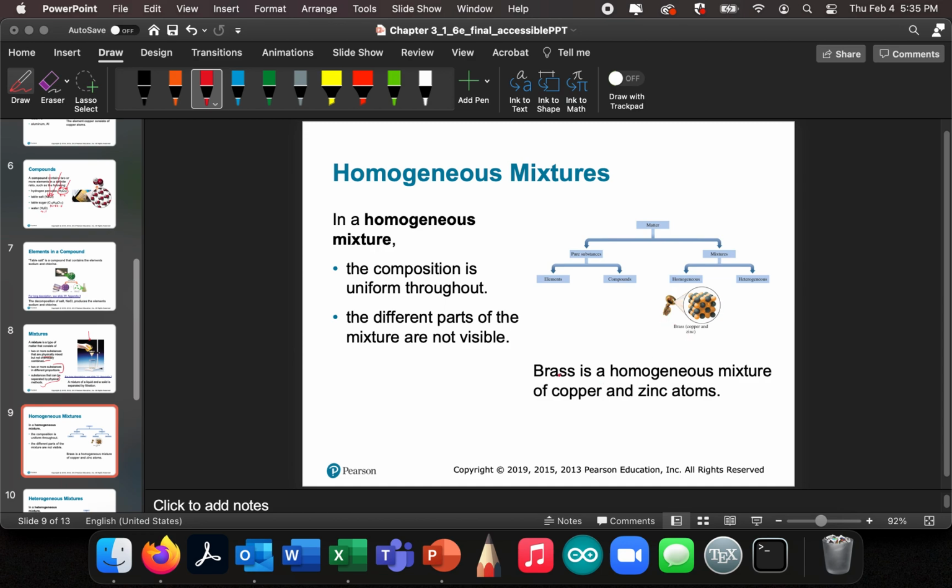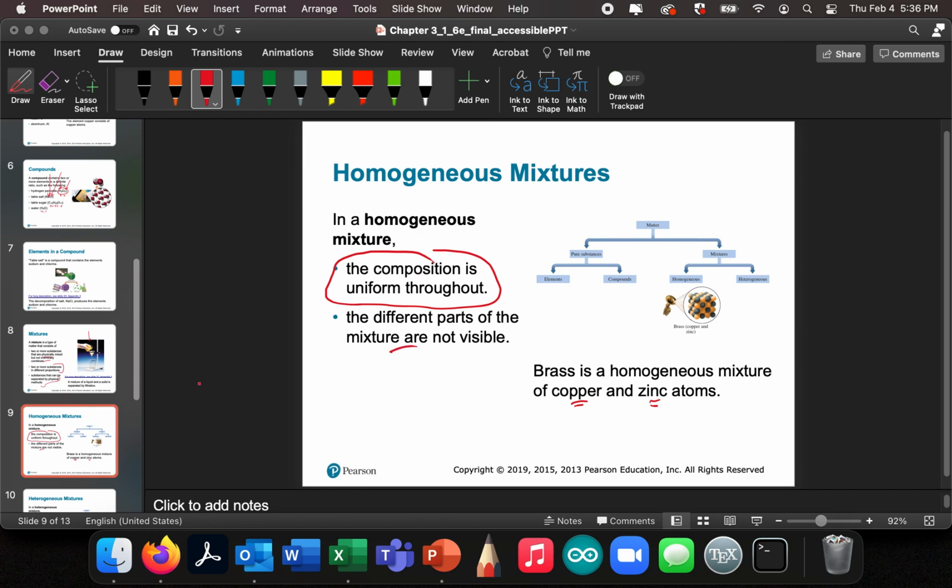And you've got a bunch of copper and zinc mixed in, all right? It's not a definite proportion necessarily, but it's uniform throughout. No matter where you go in that piece of brass, it all looks the same, okay? The different parts of the mixture are not visible.